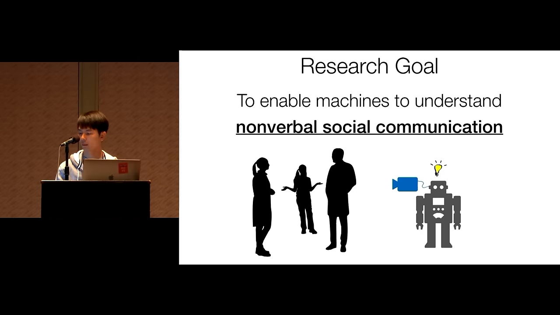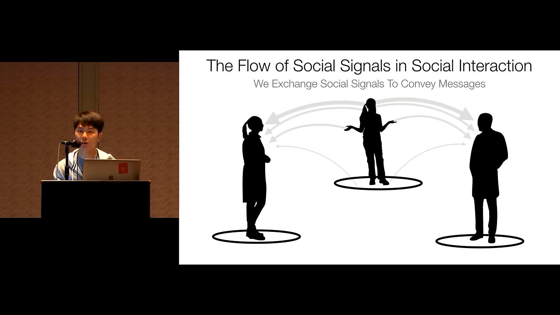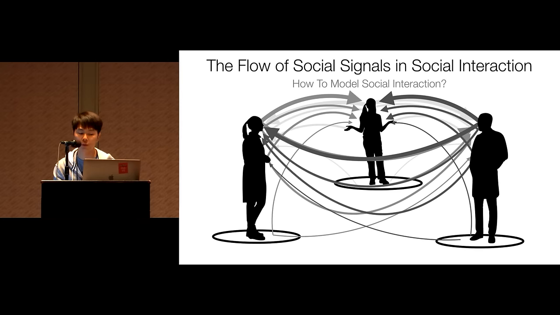So the goal of this research is to enable machines to understand nonverbal social communication. During communication, we humans send social signals to convey messages. These signals include verbal cues, such as words and language, and also nonverbal cues, including facial expressions and body gestures. So human communication is a form of exchanging these social signals with each other.